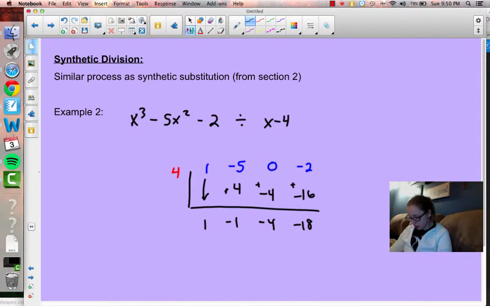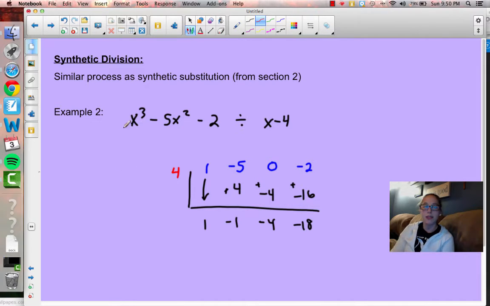So now what you need to do is take the numbers and write an equation from them. So we've just divided, correct? Which means that we have decreased every exponent by 1, because when we're dividing by something, we're taking something away.